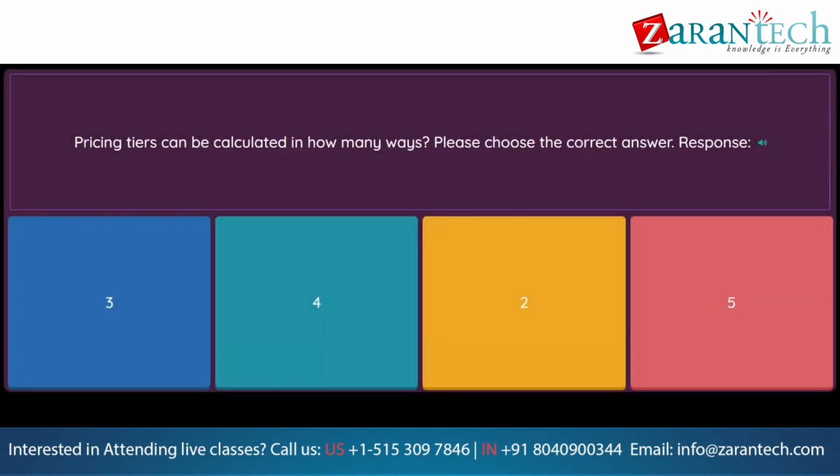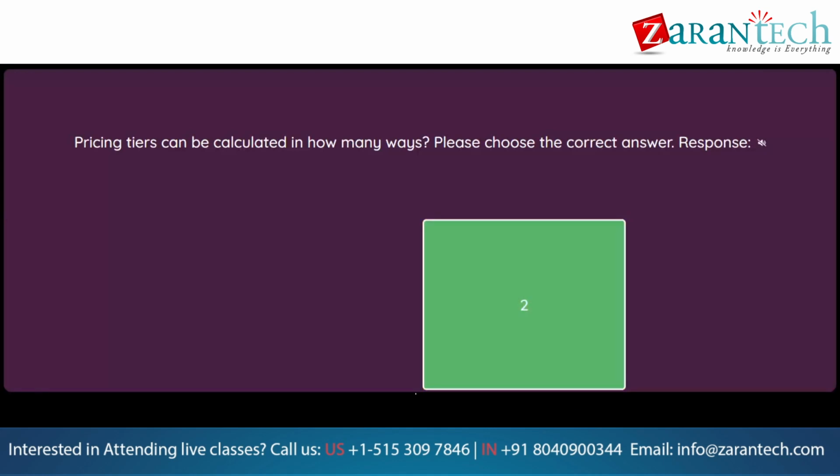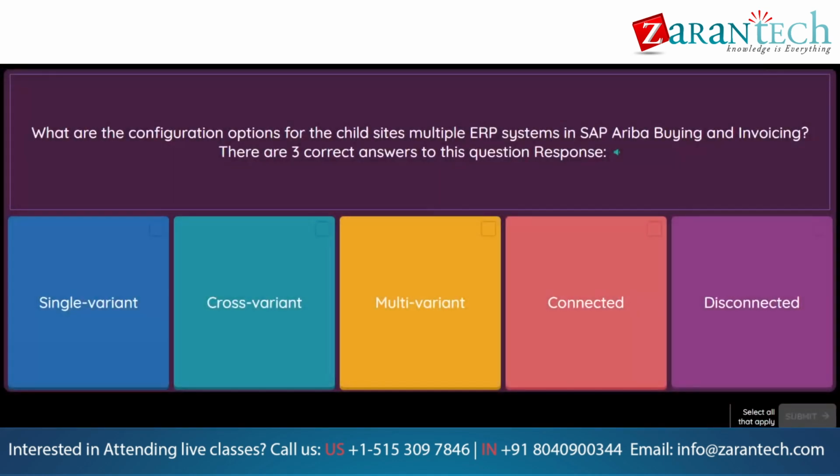Question: pricing tiers can be calculated in how many ways? Please choose the correct answer. Response: Option 1, 3. Option 2, 4. Option 3, 2. Option 4, 5. Question: what are the configuration options for the child site's multiple ERP systems in SAP Ariba buying and invoicing? There are 3 correct answers to this question. Response: Option 1, single variant. Option 2, cross variant. Option 3, multi-variant. Option 4, connected. Option 5, disconnected.